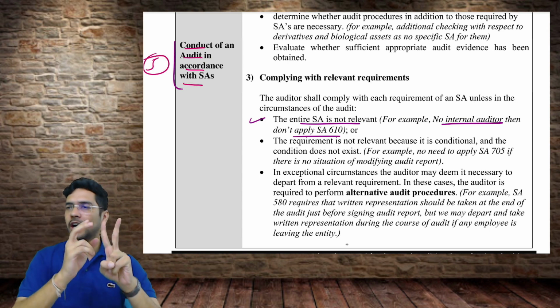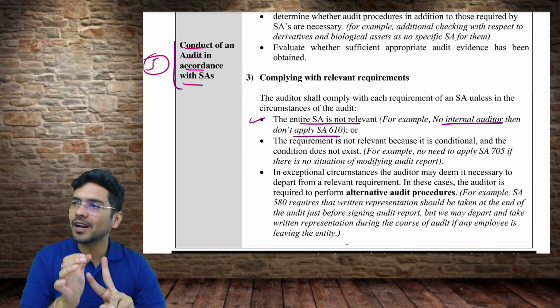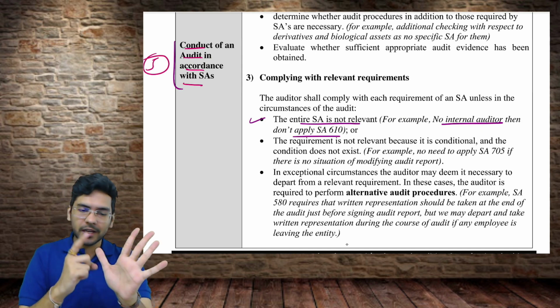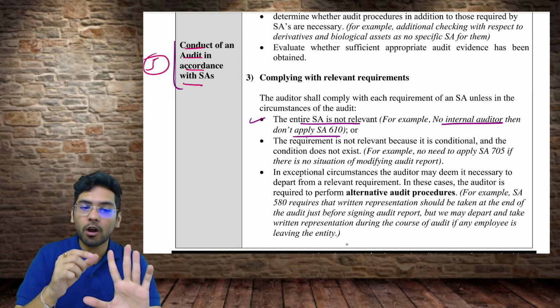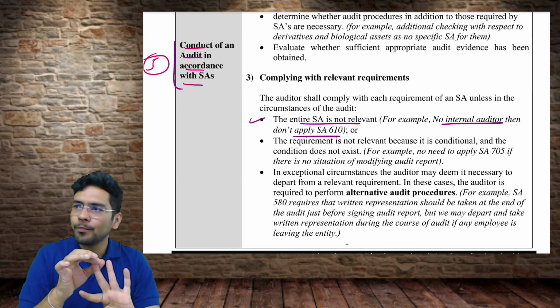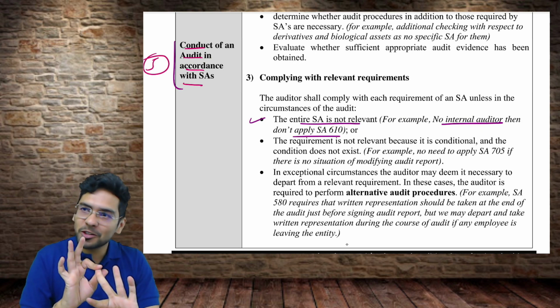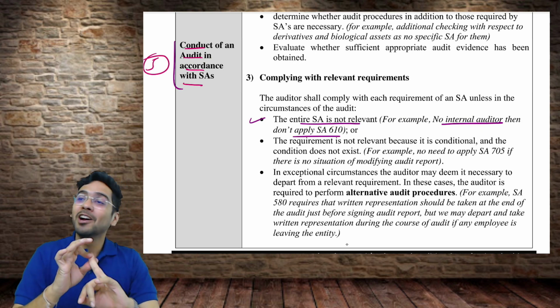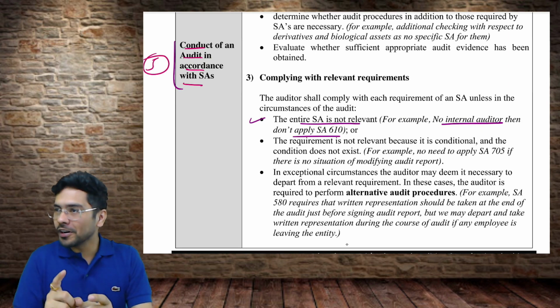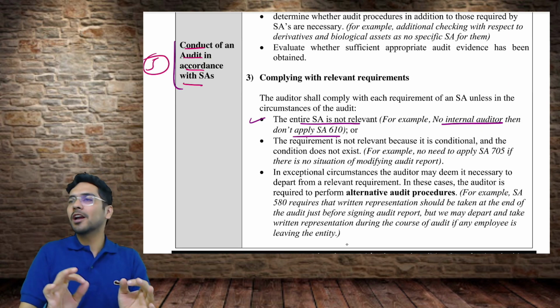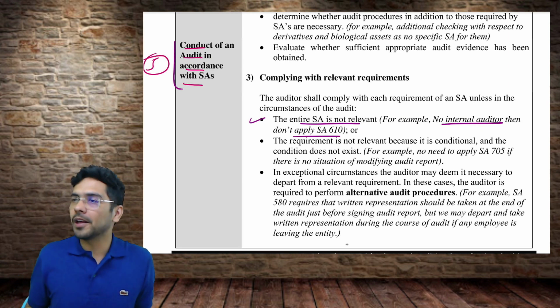Okay. Two things we had covered. One was the objective of the standard, and second is the 5 requirements. Again, what are the 5 requirements? Ethical requirements, professional skepticism, professional judgment. Okay, judgment. Fourth is sufficient and appropriate audit evidence, and fifth is conduct of audit in accordance with standards on auditing. Are you all okay with this?